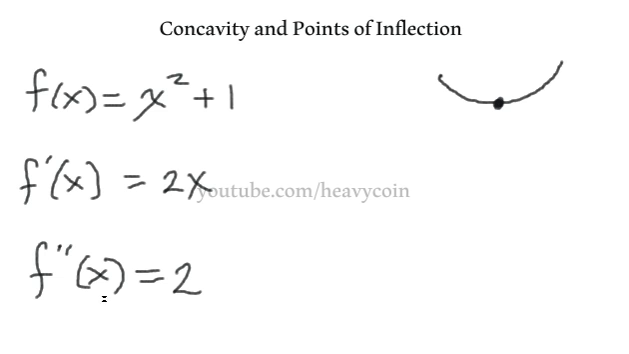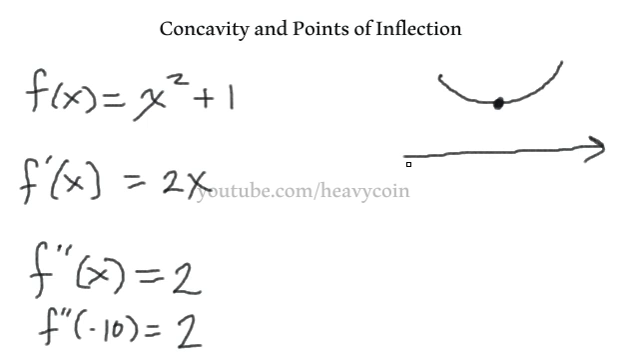So no matter what number we plug in, f double prime, for example, if we were to plug in negative 10, we still get 2 out. And 2 is a positive number. If you looked at this on a number line, no matter what number we picked on the number line and plugged into our function, we always get a positive number out. And we could say then that this graph is concave up.